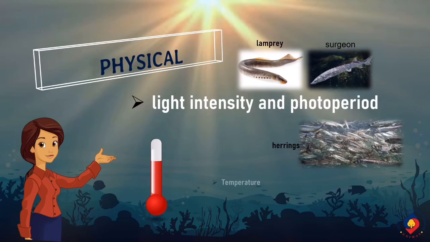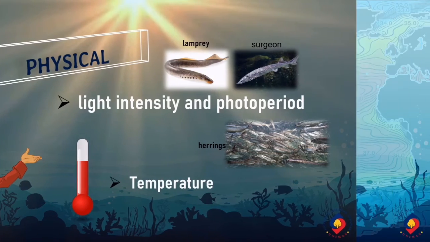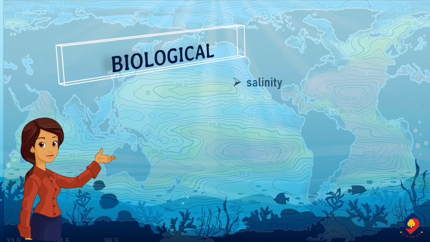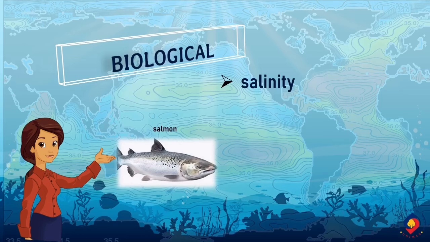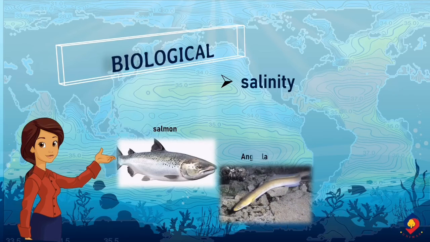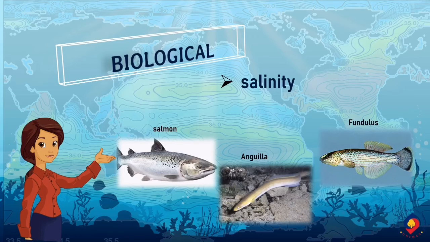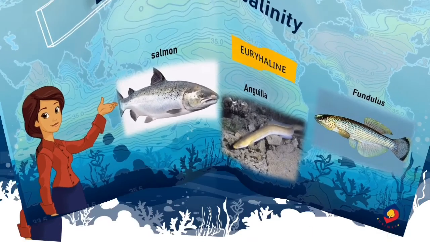Next, higher seawater temperature provides stimulus to salmon for migration. Lastly is the salinity of water, where a number of freshwater fishes are relatively intolerant to salinity changes. However, species like salmon, anguilla, and pandulus are euryhaline and can adapt themselves to large salinity changes.